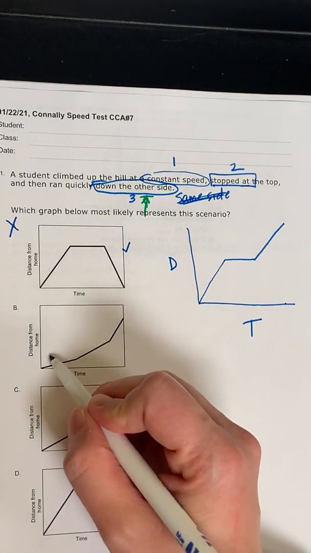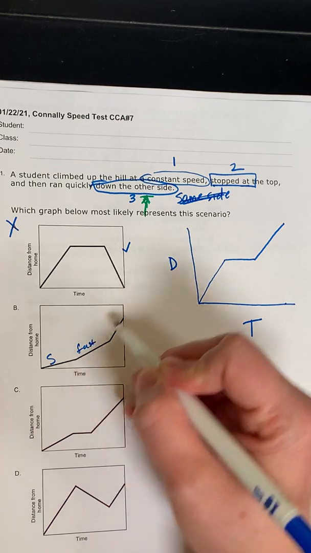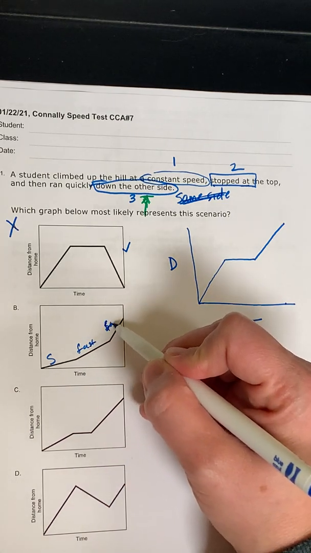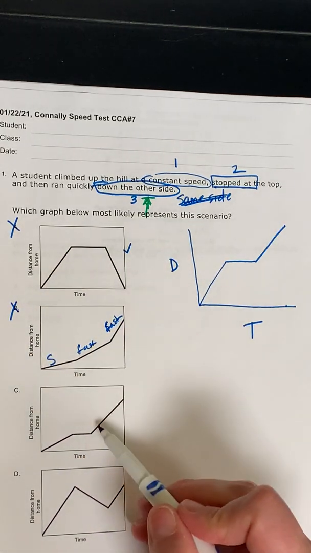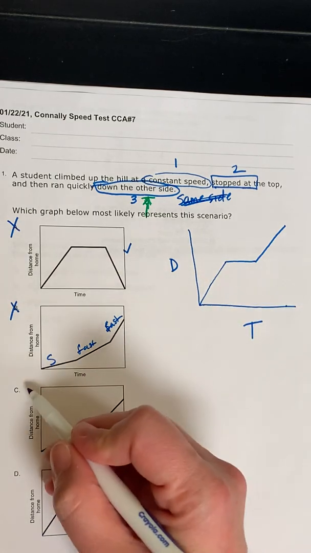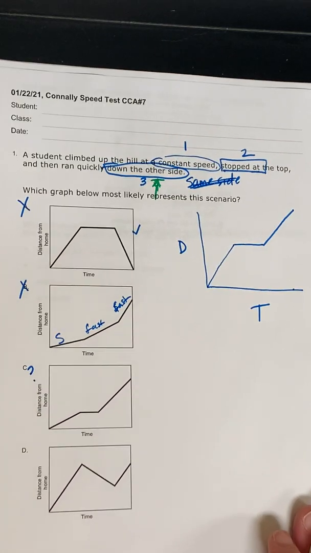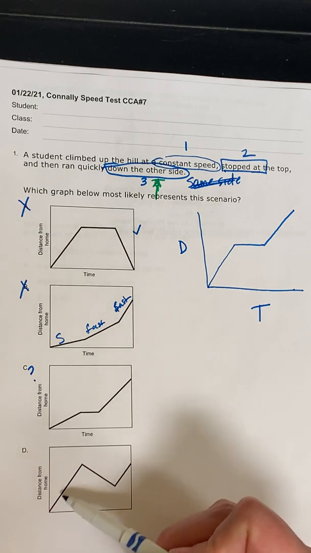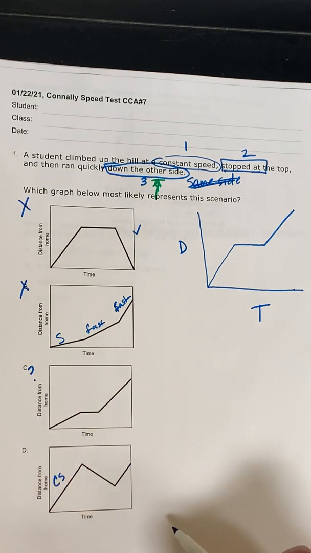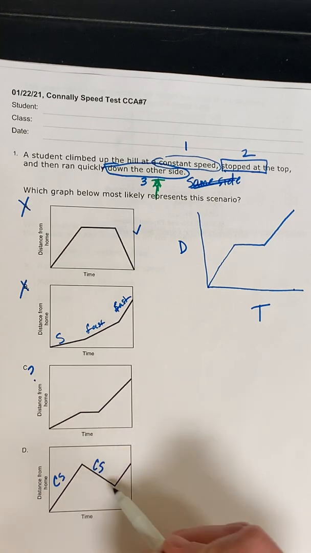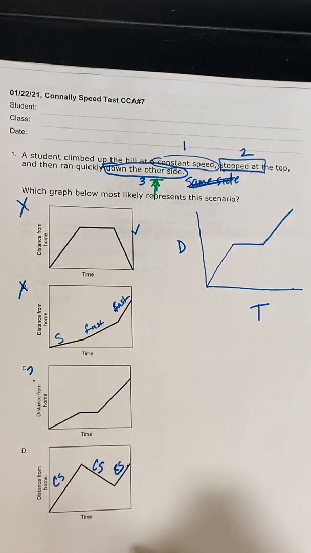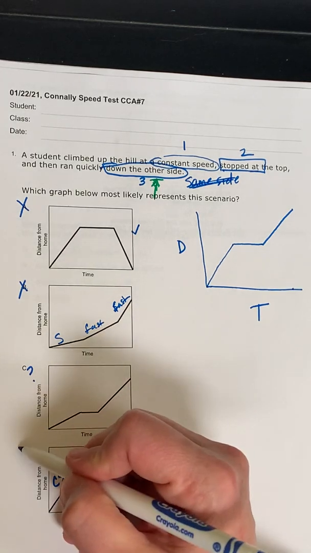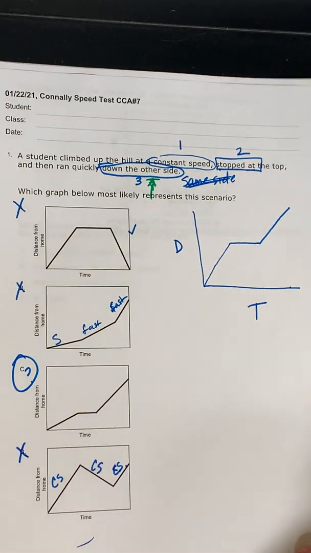B says that he's moving slow, getting faster, constant speed, and then even faster. Nowhere in here does it say that he stopped. Can't be B. C, they match, but I'm going to put a question mark next to it because I want to check all my answers. D says that he moved away at a constant speed and started coming back to his starting point at a constant speed, and then he stopped and started moving away again. It doesn't even talk about stopping. It just says he turned around to come back. So this one doesn't match, which means C is my only answer.